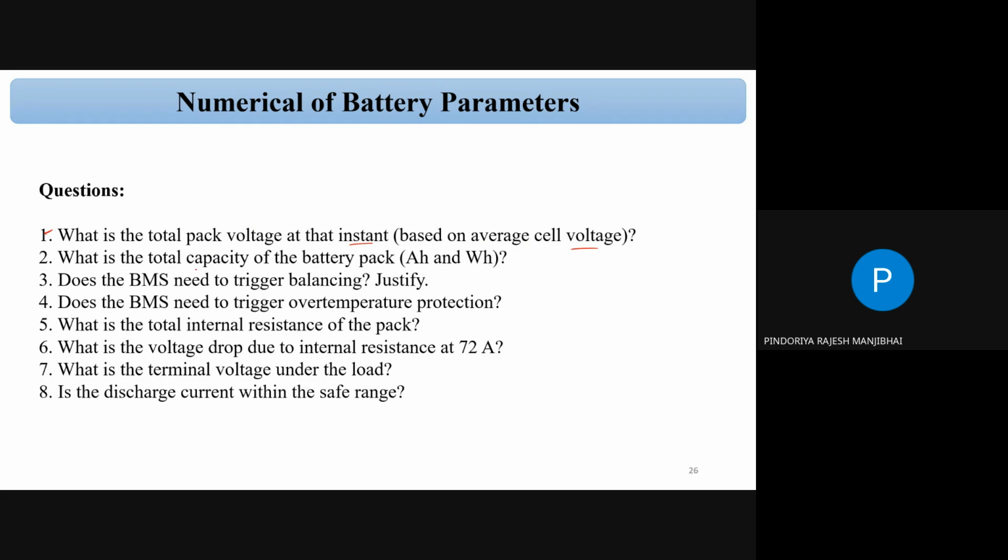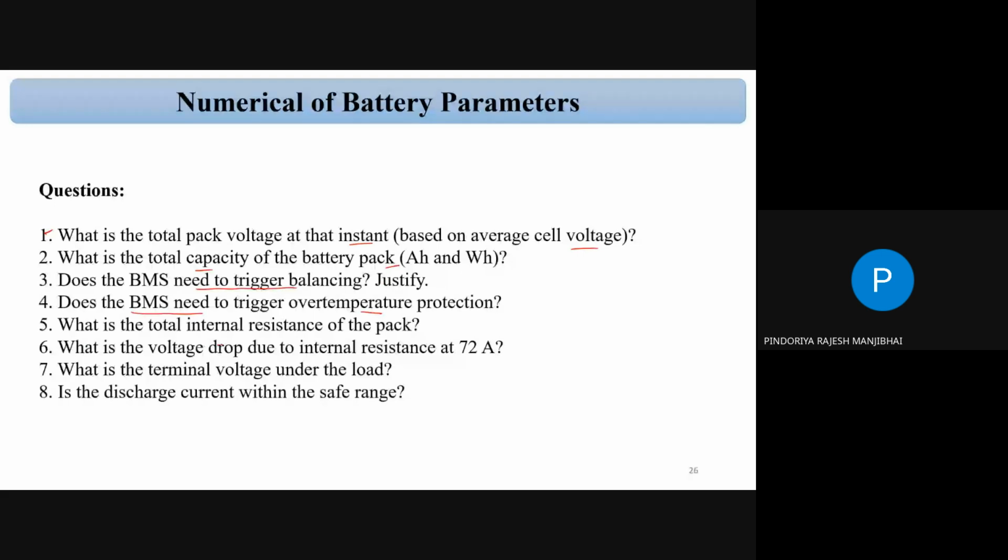Second part, what is the total capacity of the battery pack? There is ampere hour. Does the BMS need to trigger the balancing and justify your answer? Does the BMS need to trigger the over temperature protection? So BMS have to work. So there is that need to operate for the trigger.